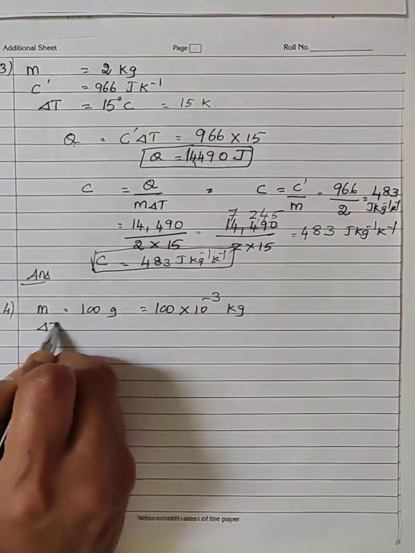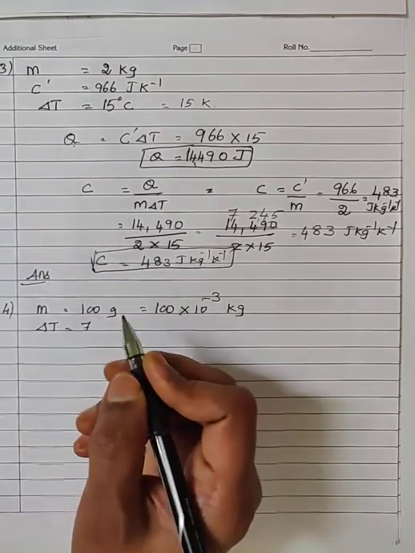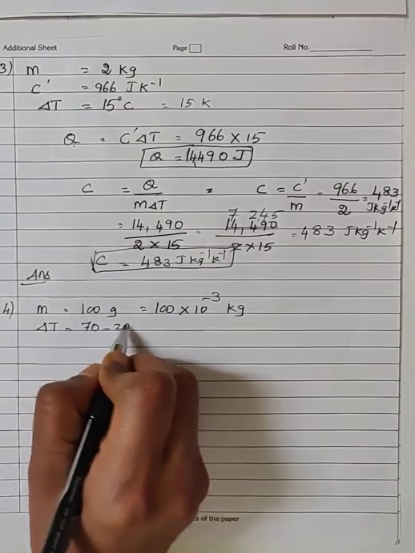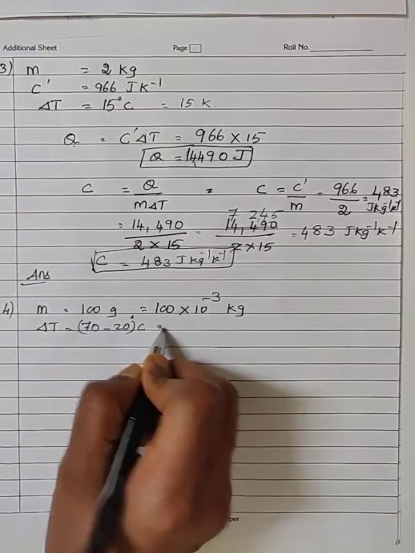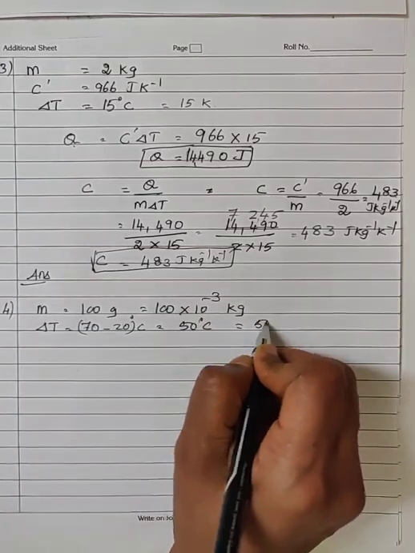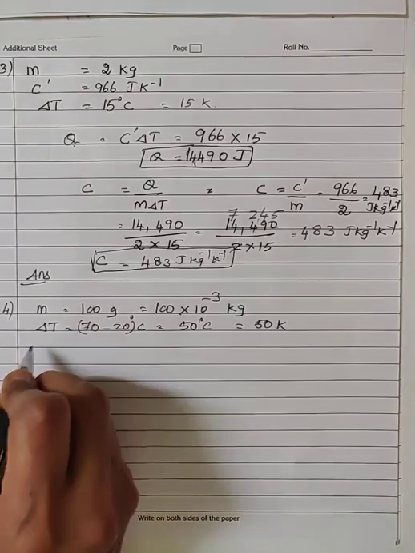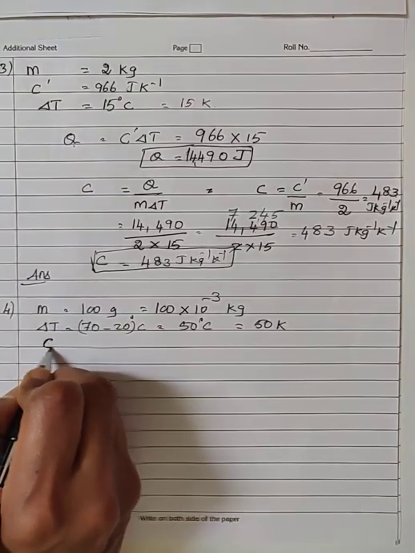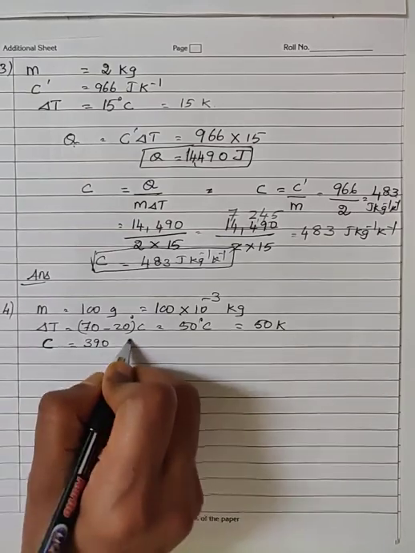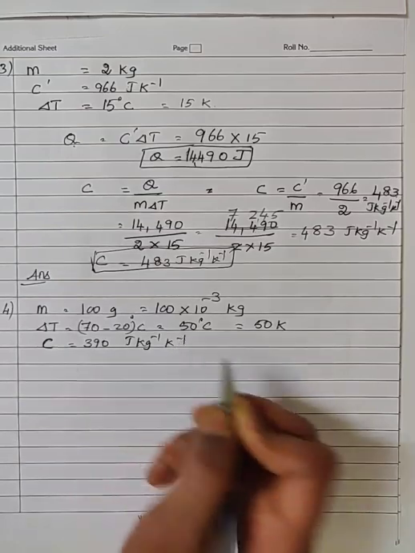Change in temperature is represented by the symbol delta T. Here on heating, so final temperature minus initial temperature, 70 minus 20 degrees Celsius, which is equal to 50 degrees Celsius. Change in temperature 50 degrees Celsius is equal to 50 Kelvin. Specific heat capacity of copper is given as, specific heat capacity we represent by the symbol C, which is equal to 390 joule per kilogram per Kelvin.